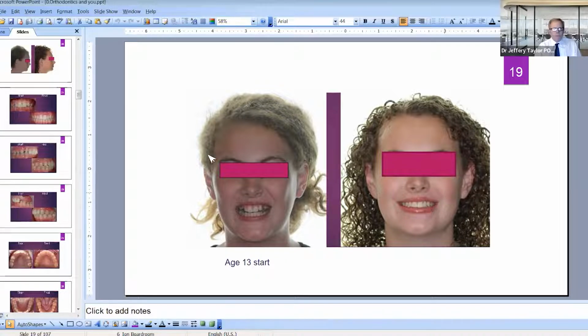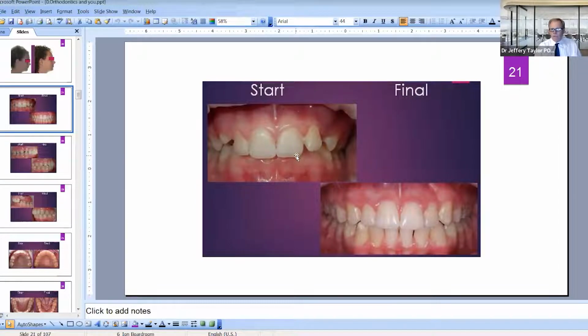This was about a 2.5-year case because it was kind of difficult. And this is the real occlusion at the start with 100% dental deep bite. That's kind of a tough thing to fix, and the cuspids haven't come down yet. And here, look at the nice finish you get at the end. Everything looks great.